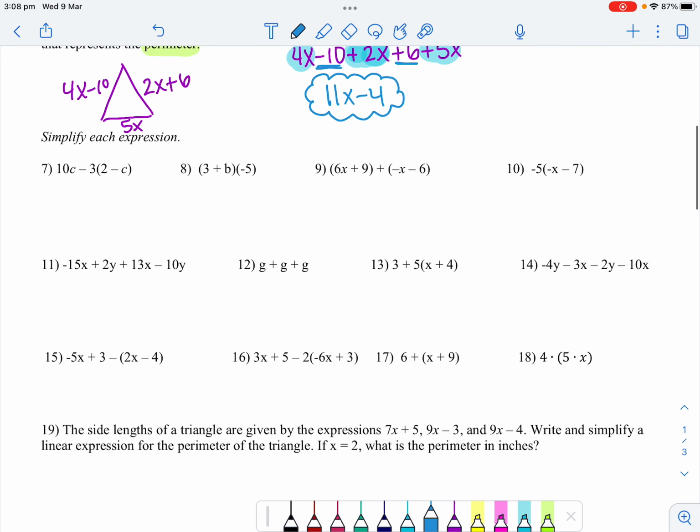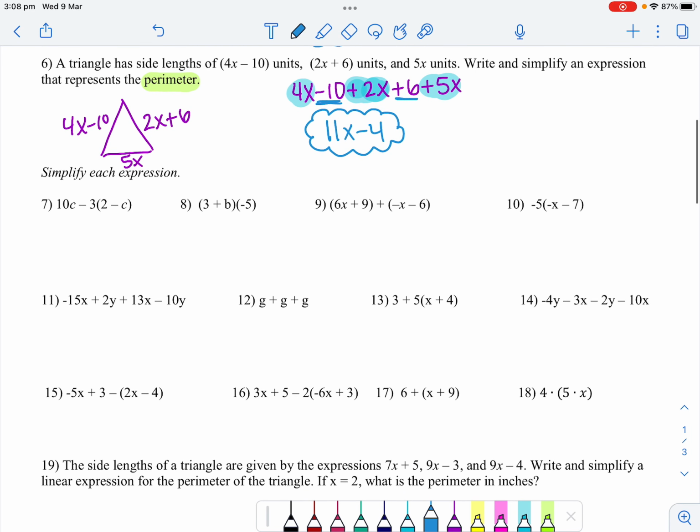Number 7 through number 18, we're simplifying the expression. So I'm going to be using the distributive property and combining like terms. So I'm going to distribute here. So 10c minus 6 plus 3c. Combine like terms is going to be 13c minus 6.